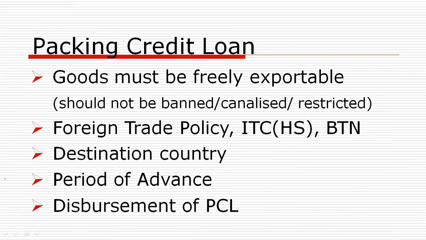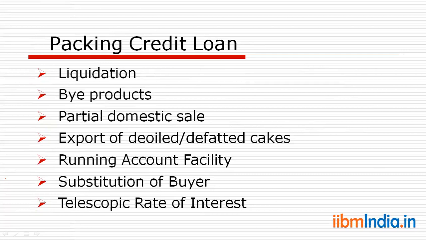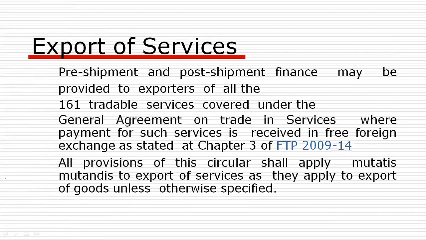We will talk about the eligibility, who can take the benefit of the PCL. Applicants shall be an exporter and all corporates having a turnover of rupees 500 crore and above. So these are the things we have to go through while talking about the PCL: liquidations, byproduct, partial domestic sale, export of delayed and defected cases, running account facility, substitution of buyer, telescopic rate of interest. Clear?